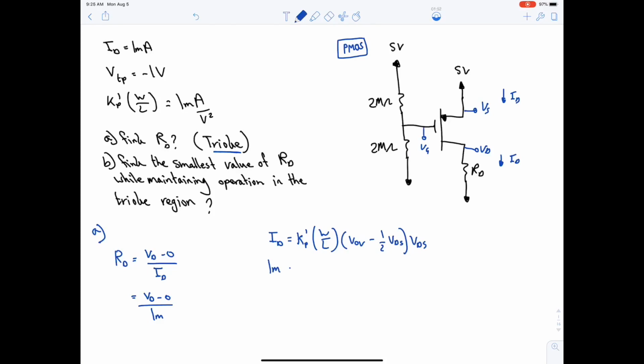Okay, let's substitute in numbers. 1 milli goes into ID. Kp prime W over L is 1 milliampere again, multiplied by VOV. We do not have VOV, or do we have it? Let's see. VOV is equal to VG minus VS minus VT. Do we have VG? No, we don't. Do we have VS? Yes, it's 5 from the circuit. Do we have VT? Yes, it's minus 1 volt. Okay, so we're missing VG.